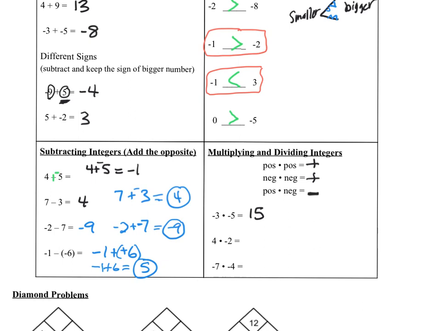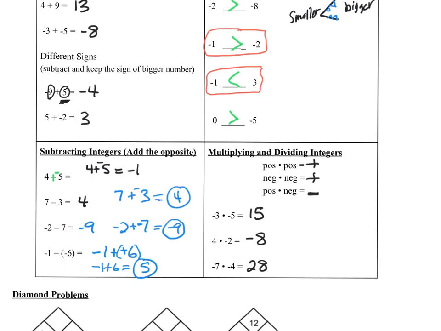4 times -2, that's a positive times a negative. In that case, the answer will be negative, so it'll be -8. That's an example of this rule. Positive times a negative is negative. And the third example, -7 times -4, again, that's the negative times the negative example. That would be positive 28.